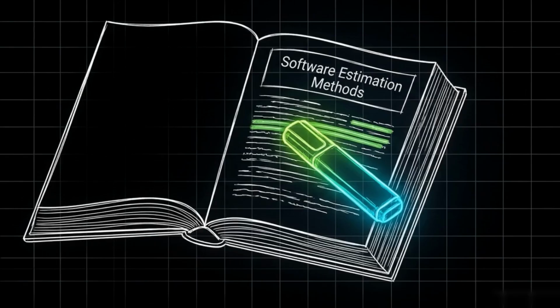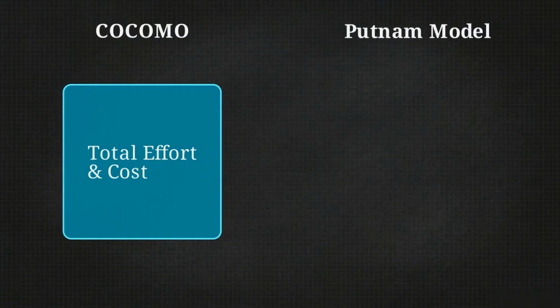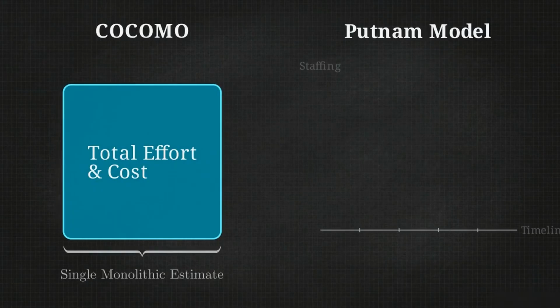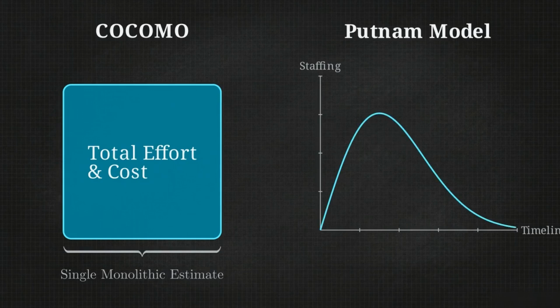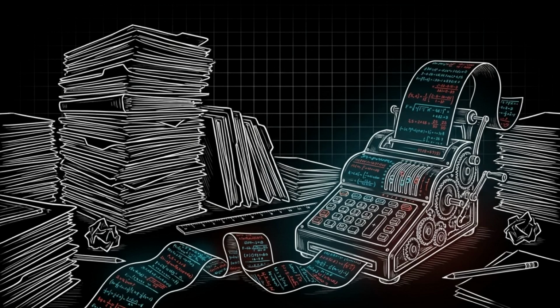If you have studied software estimation before, you might be wondering how this compares to another famous method called COCOMO. On the left, COCOMO focuses on calculating a single total block of effort and cost for the entire job. On the right, the Putnam model distributes that effort, telling you exactly when to spend your budget across the timeline. Because the Putnam model relies on this specialized curve, it does require some heavy mathematics and highly accurate records of past projects to calculate correctly.